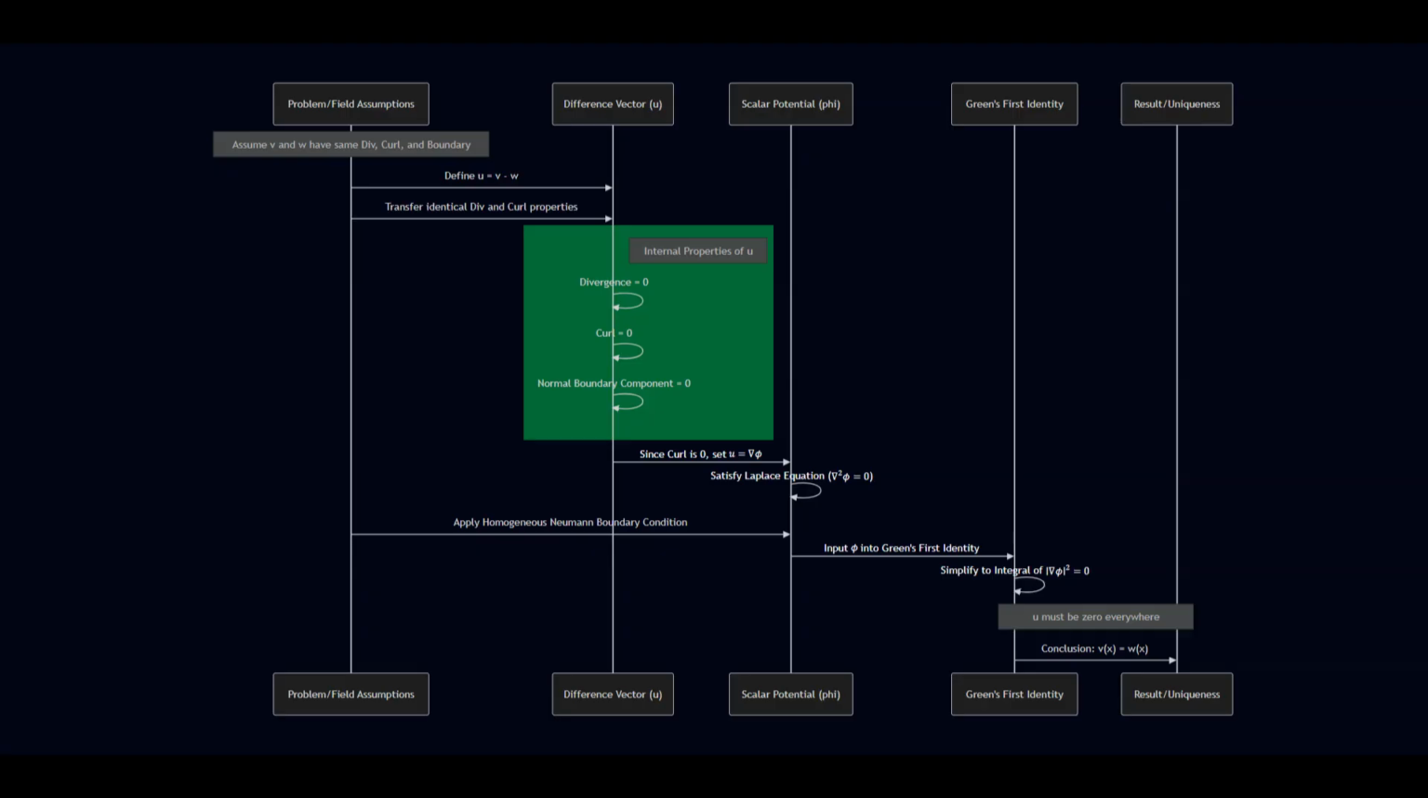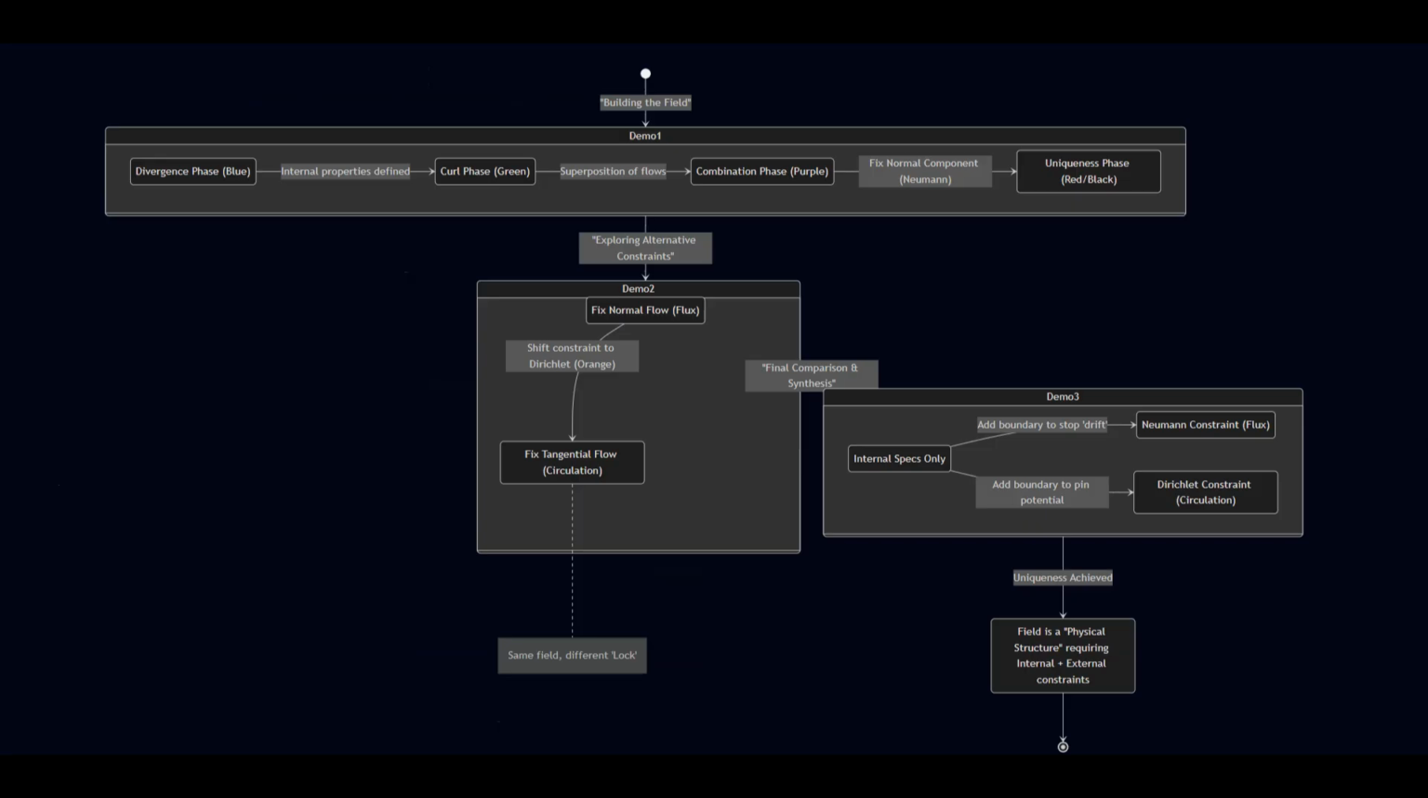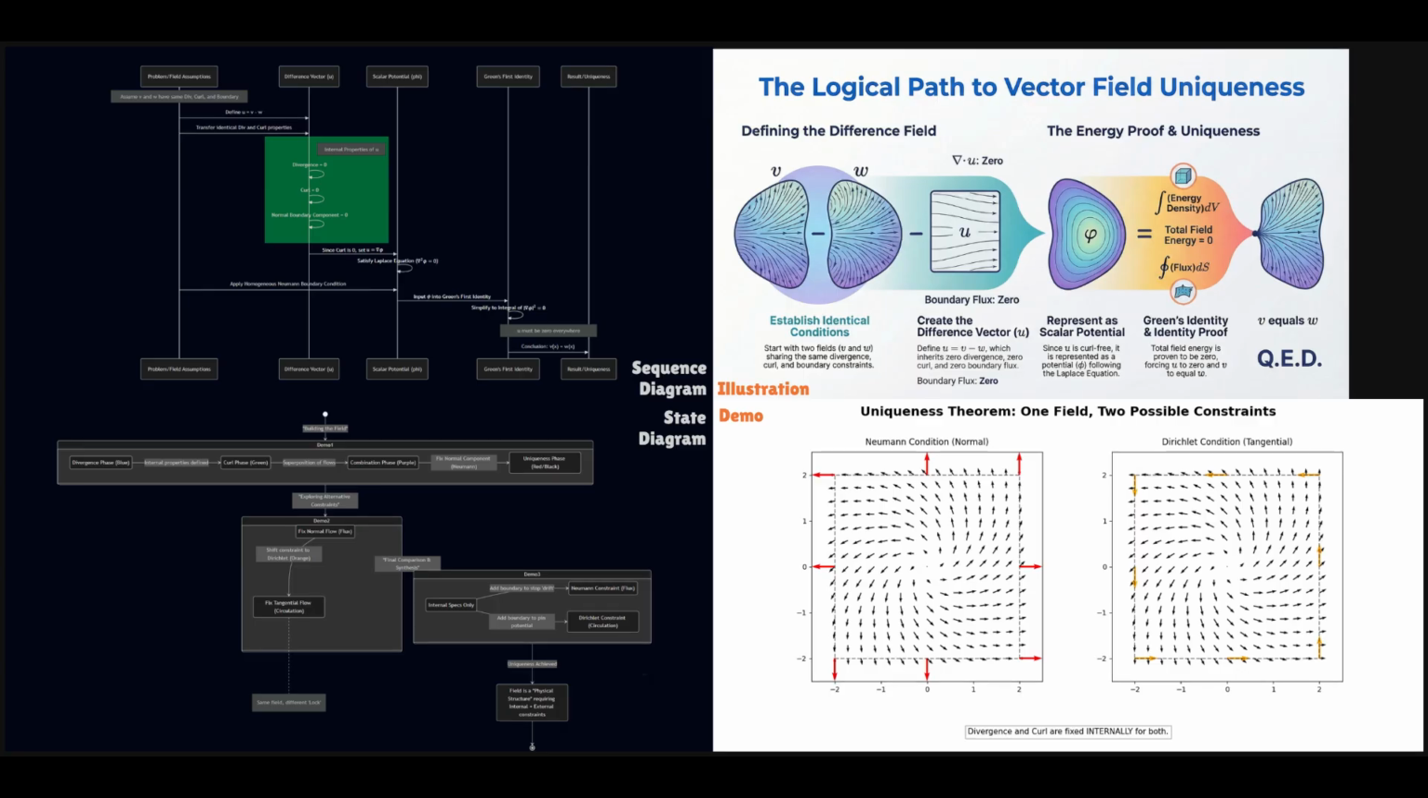While the derivation focuses on one specific boundary type, the state diagram shows that there are multiple ways to frame the field. It demonstrates that fixing either the leakage through the walls or the slide along the walls is equally effective at anchoring the field into its unique state.